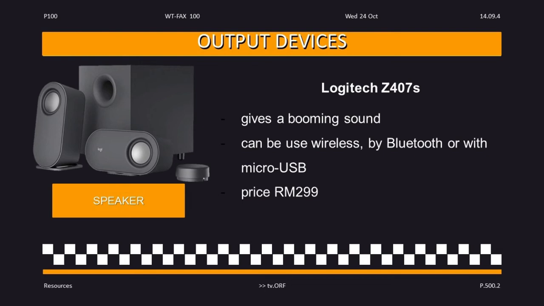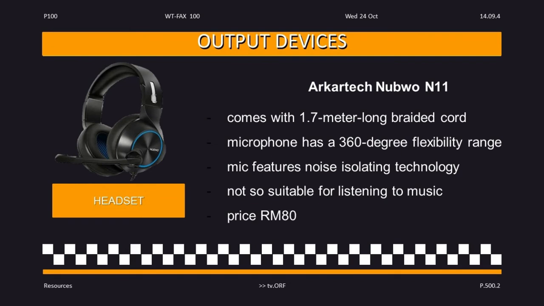299 ringgit. Next, we have chosen a headset for Nawal. The name is Arcatech Nubuo N11. It comes with a 1.7 meter long braided cord. The microphone has a 360-degree flexibility range. The mic features noise isolating technology. However, this headset is not so suitable for listening to music. The price is 80 ringgit.